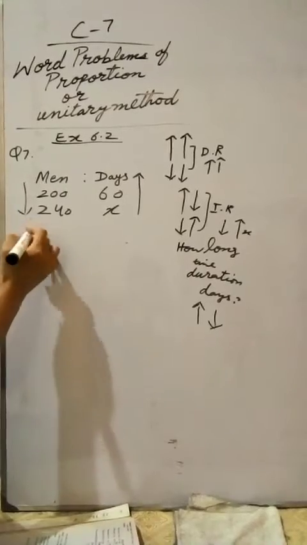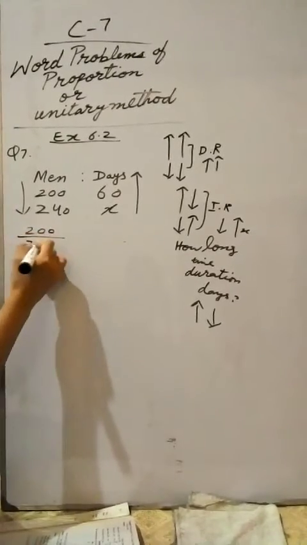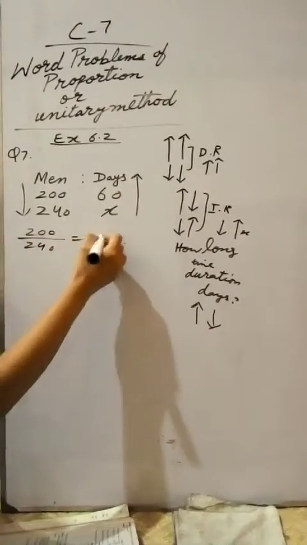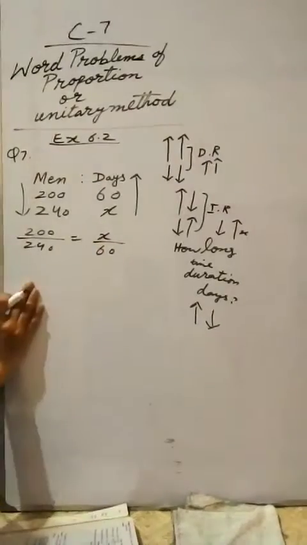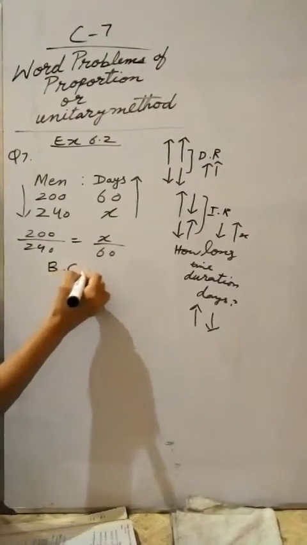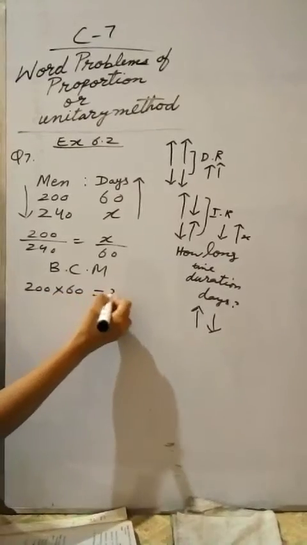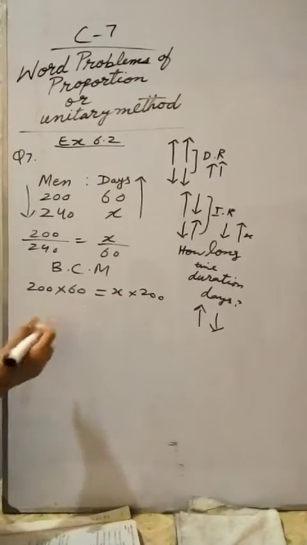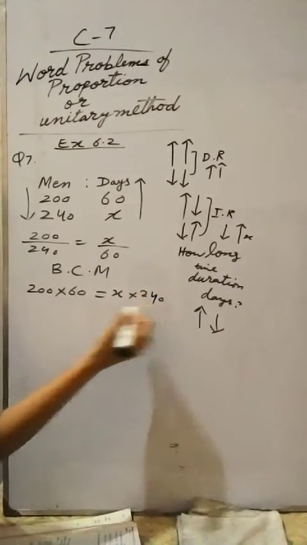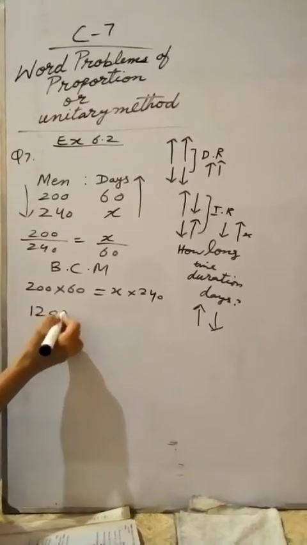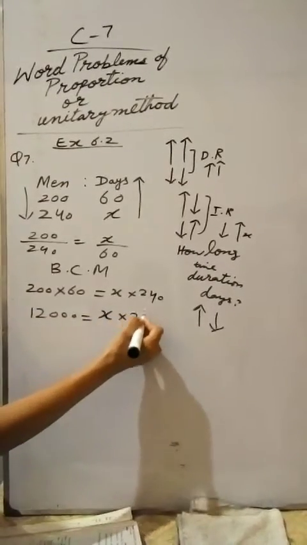If we have a decrease sign, upward value same, downward value same. But if we have an increase sign, downward value becomes upward and upward value becomes downward. Now by cross multiplication, so we need to cross it, and x multiplied by 240. Now it will be 12,000 equals x multiplied by 240.